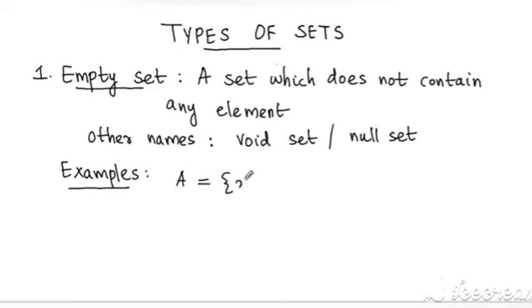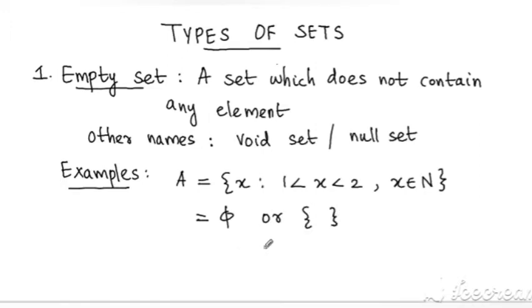Let's take A as the set of all x such that 1 less than x less than 2, where x belongs to N. You can see the value of x lies in between 1 and 2 and x should be a natural number. So obviously that set contains no element. We can represent the empty set using this symbol phi or that bracket.